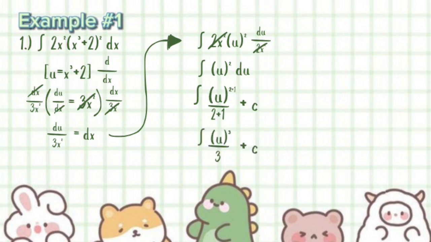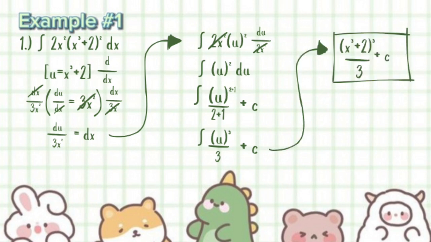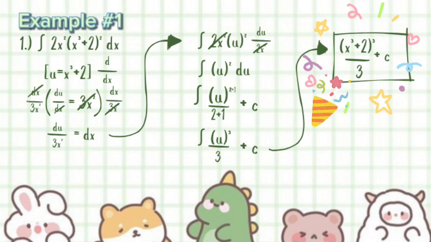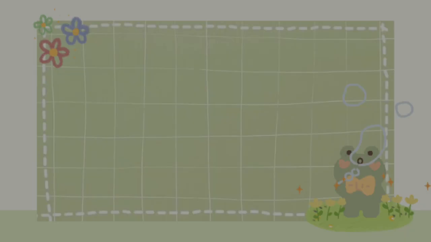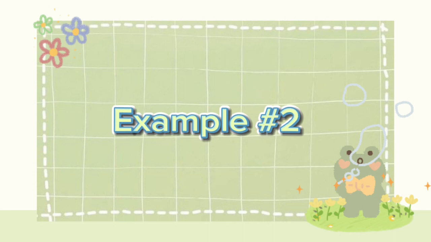As you can see, we are now left with u raised to 3 over 3 plus c. To get our final answer, we are going to substitute the u, so our final answer will be (x cubed plus 2) raised to 3 over 3 plus c. And that is our final answer for example number 1. Now, Jared will explain example number 2.